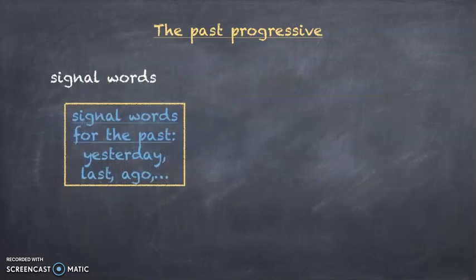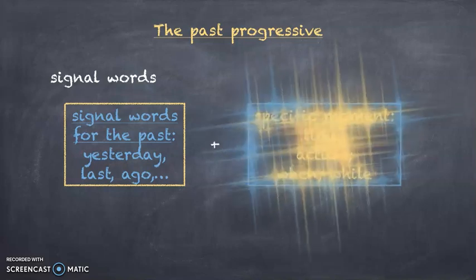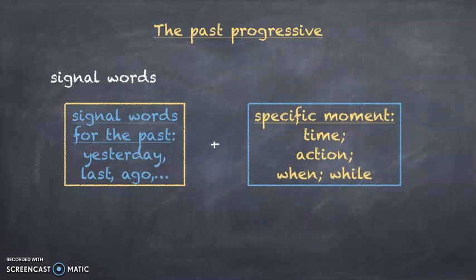So, what are signal words? Signal words are, for once, the words that make simple past, like yesterday, last week, last year, or ago, like 3 days ago, 4 days ago, 1 week ago, and phrases that make a specific moment, like a specific time, 4 o'clock, something that happened, and in sentences with when or while.